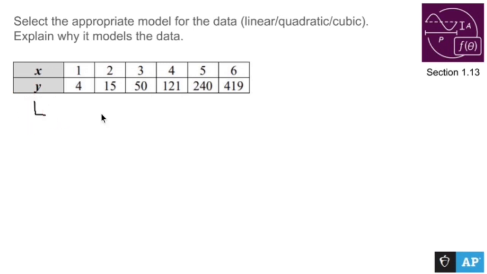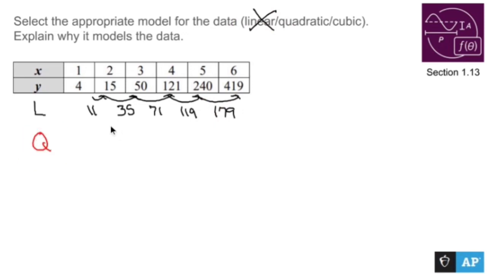So if something's going to be linear, that means to get from 4 to 15 and from 15 to 50 and from 50 to 121, these have to be the same number. Well, to get from 4 to 15, you add 11. To get from 15 to 50, you add 35, which means right off the bat, it's not linear. This one has you adding 71, this one has you adding 119, and this one has you adding 179. So is it linear? Nah. Nah, as my friends from down under would say.